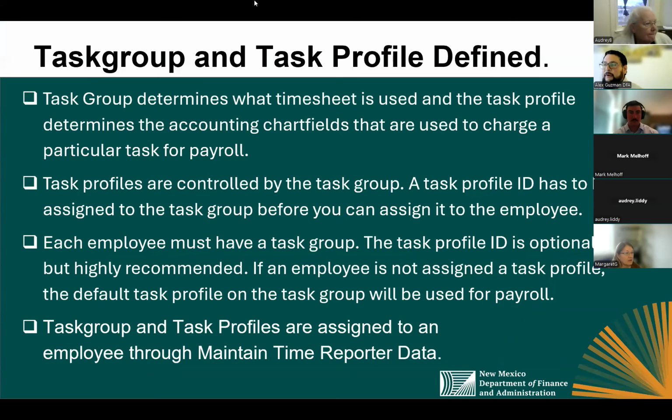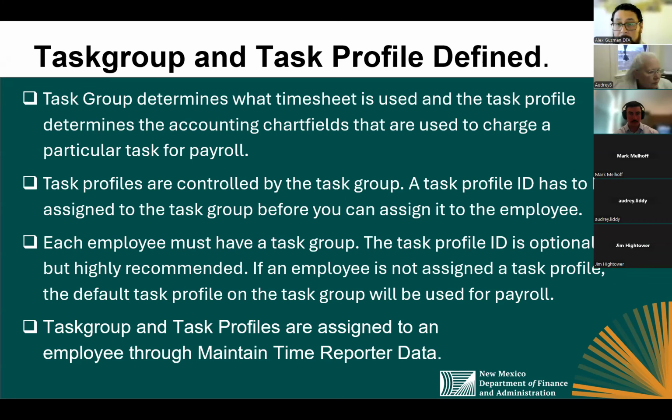So, task groups and task profiles defined. The task group determines what timesheet is used, and the task profile determines the accounting chart fields that are used to charge a particular task for payroll. Task profiles are controlled by the task group. A task profile ID has to be assigned to the task group before you can assign it to the employee. Each employee must have a task group. The task profile ID is optional but highly recommended. If an employee is not assigned a task profile, the default task profile on the task group will be used for payroll. Task group and task profiles are assigned to an employee through maintained time reported data.